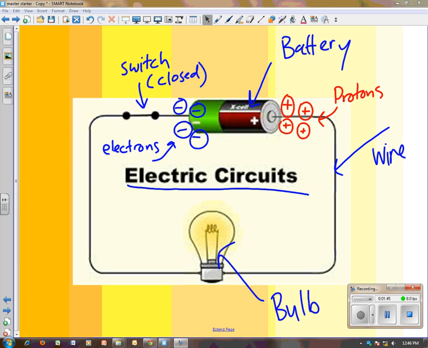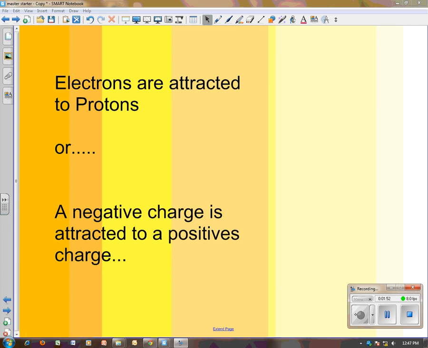Now, I wonder if you're ready for a true fact. Here comes the true fact. Are you ready? Okay guys, this is one of those things about science you just need to know. Electrons are attracted to protons. They're attracted by magnetism. Electrons see a proton, they just want to go to it. Okay? Or, the same way of saying it is a negative charge is attracted to a positive charge, and that's because electrons are negative and protons are positive.